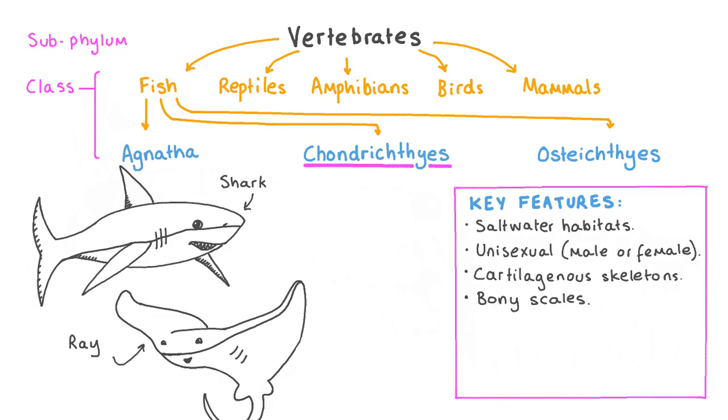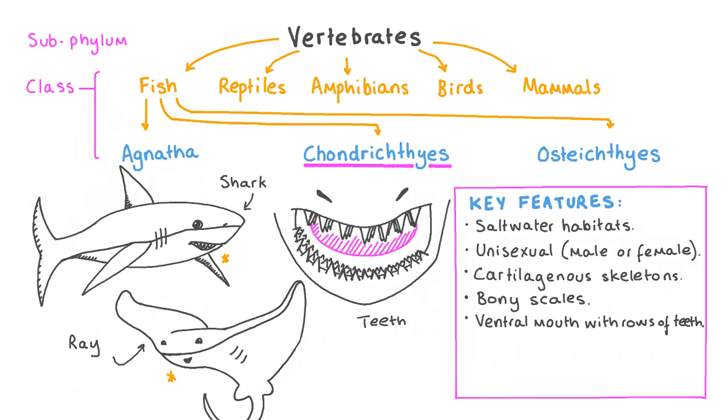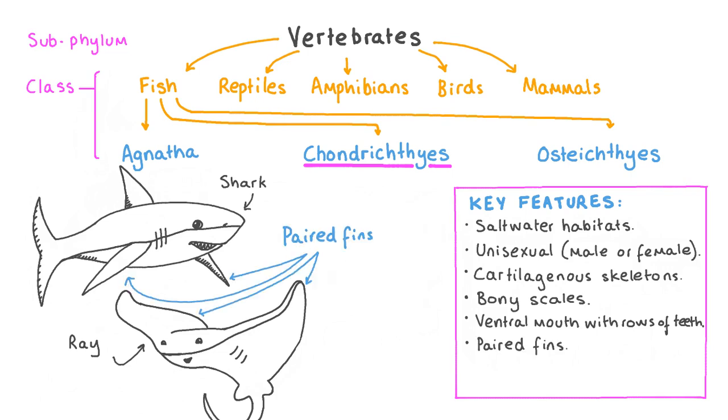Unlike agnathans, which do not have scales, Chondrichthyes have bony scales covering their bodies, providing them with protection. As you can see in the diagrams, they also have ventral mouths, which means that their mouths are located on the underside of their bodies. And if you were to take an ill-advised look into a shark's mouth, you would see that they are filled with multiple rows of teeth, which can be very sharp to grip and tear their prey. We can also see that unlike agnathans, sharks and rays do have paired fins.